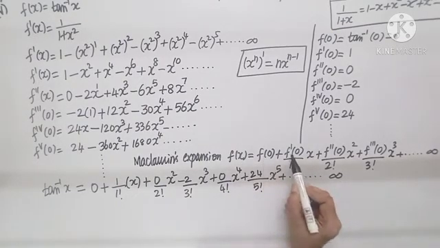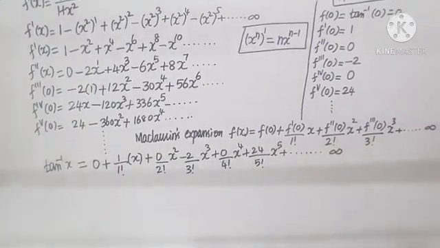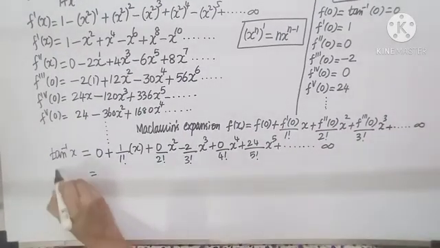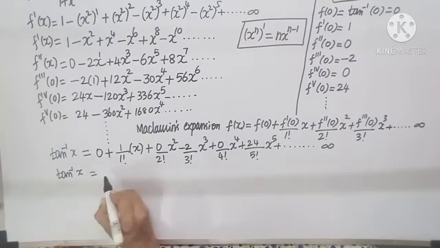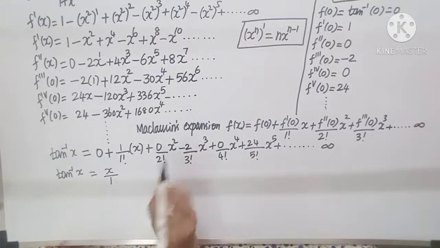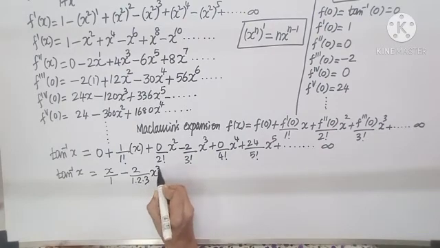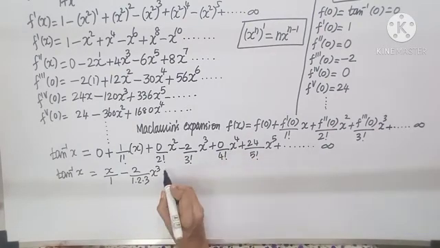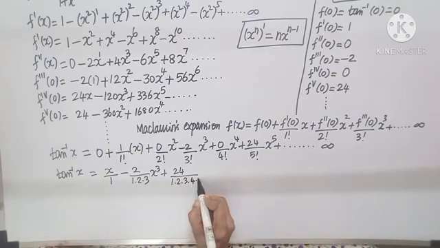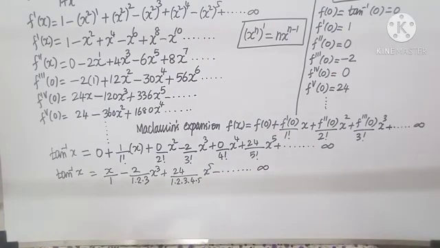We have just substituted the values from here. As I write down the factorial expansion, I get tan inverse x equals x by 1 factorial, which is 1. 0 into anything is 0, forget it. 2 by 3 factorial, 1 into 2 into 3, x cube. This is 0, forget it. 24 by 5 factorial, 1, 2, 3, 4, 5, into x power 5, and so on up to infinity.